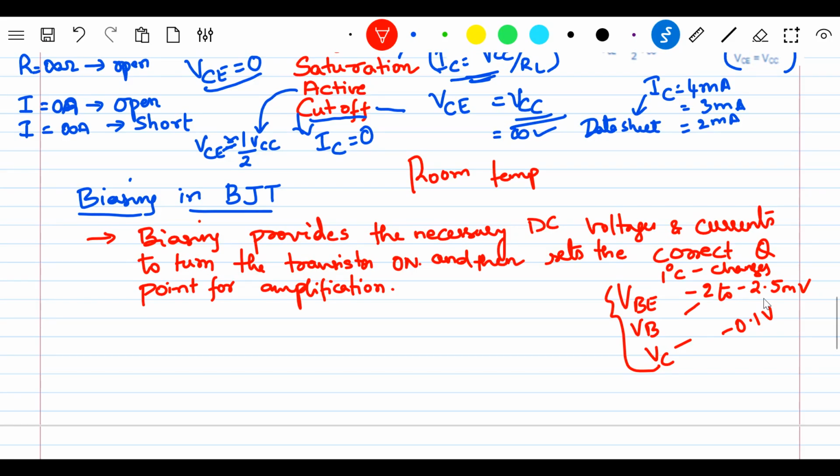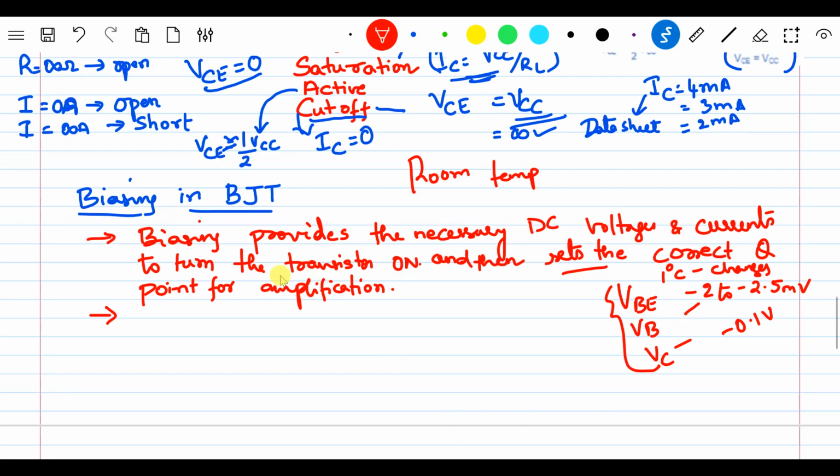Once the Q point is set, that is the important thing. Once the Q point is set, all this variation in terms of temperature can be neglected. Biasing is very, very important for us to keep in mind.